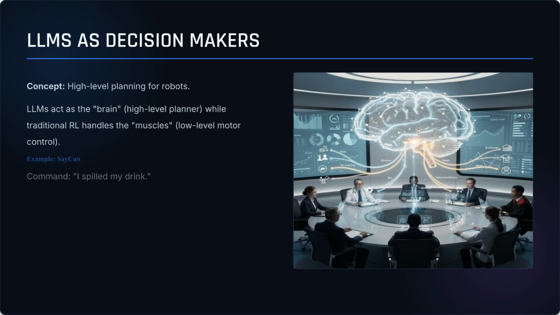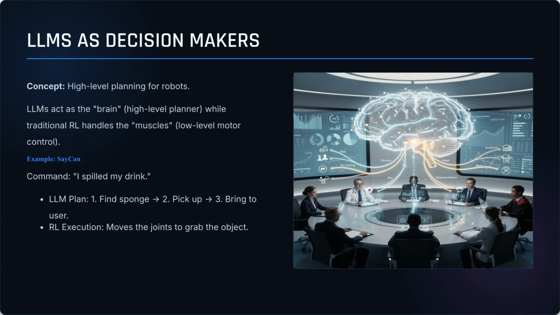LLMs are also emerging as decision makers, providing high-level planning for robots. The LLM acts as the brain, while traditional RL handles the muscles. In the SayCan example, the LLM plans the steps to clean a spill, and RL executes the precise motor control to pick up the sponge.